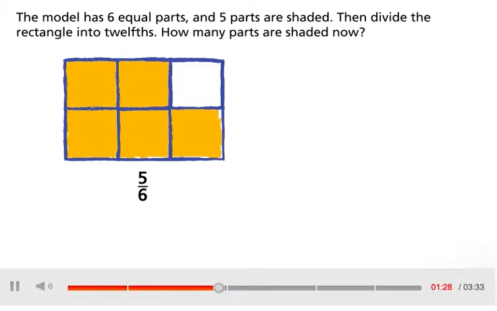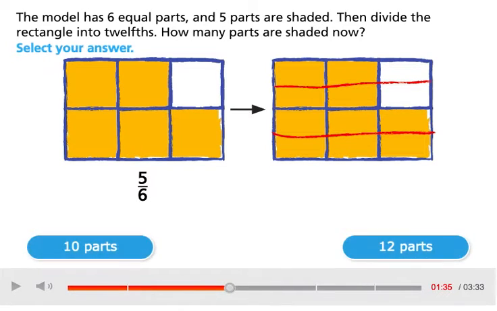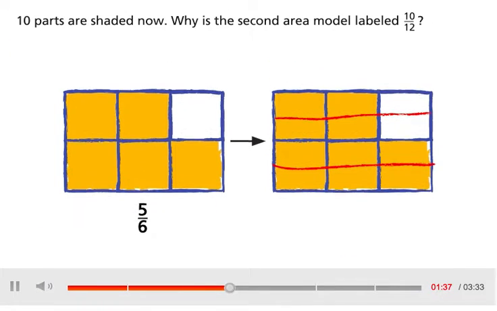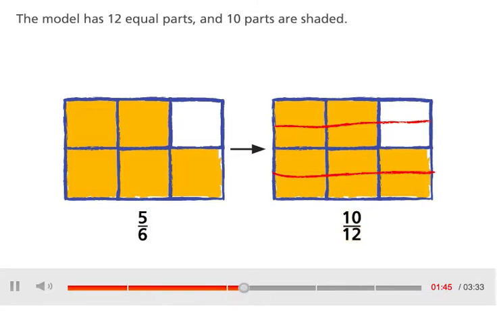Then divide the rectangle into twelfths. How many parts are shaded now? Select your answer. Ten parts are shaded now. Why is the second area model labeled 10/12? The model has 12 equal parts, and 10 parts are shaded.